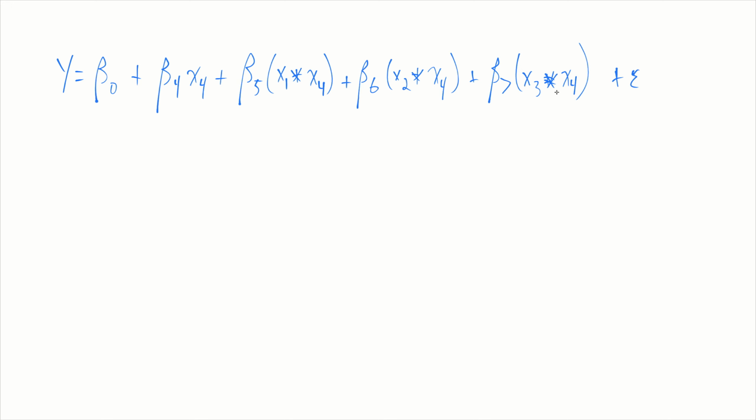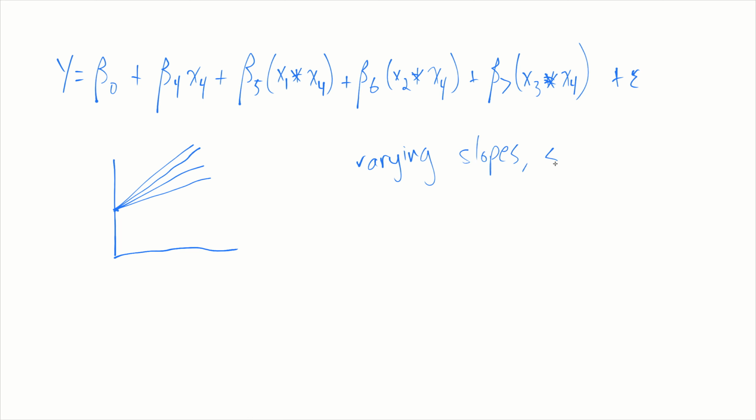What does this model look like? Well, in this model, we have omitted the terms that allow the intercept to vary, but kept the terms that allow the slopes to vary. This model is going to look like this. We're not going to allow the intercepts to vary. They're all going to have a fixed intercept, but the slopes could potentially vary. So this is a varying slopes, same intercept model.